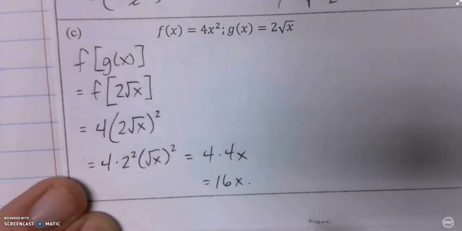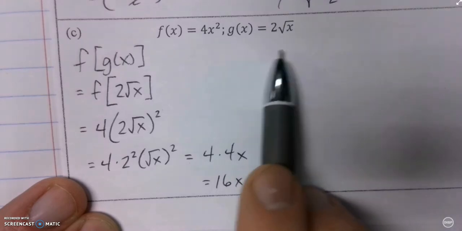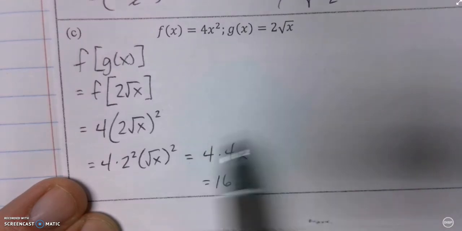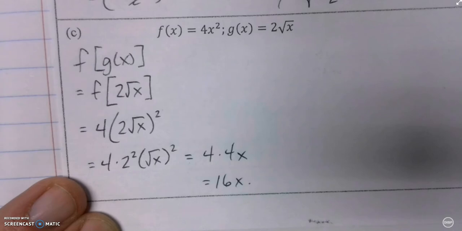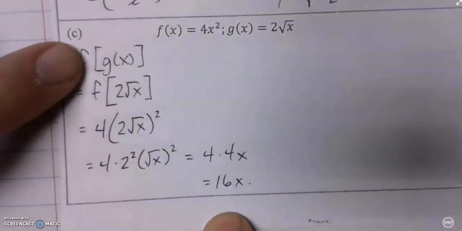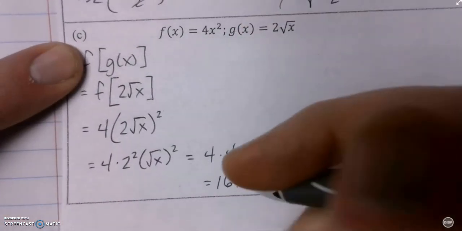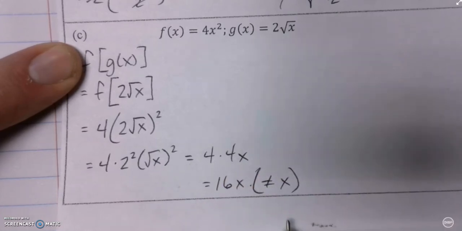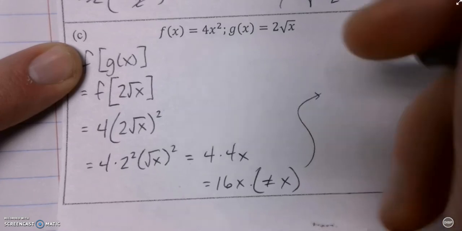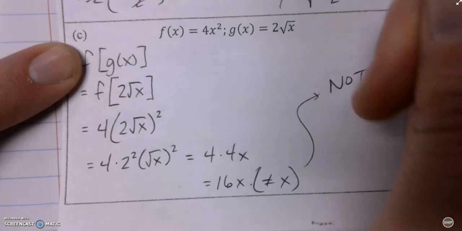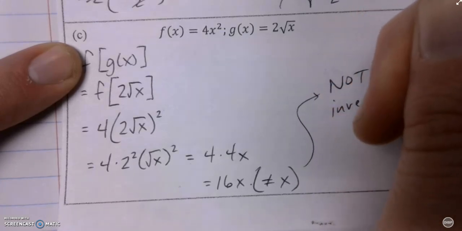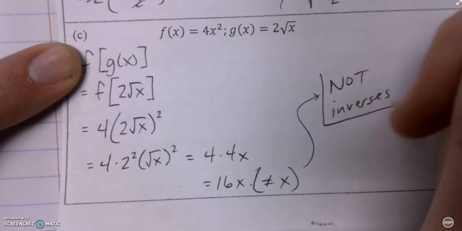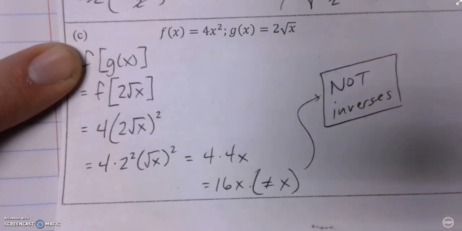Panthers, f of g of x did not equal x. We don't even need to find g of f of x. We had to hit both of those conditions to say they're inverses. So because f of g of x is not equal to x, these are not inverses. They can't be.